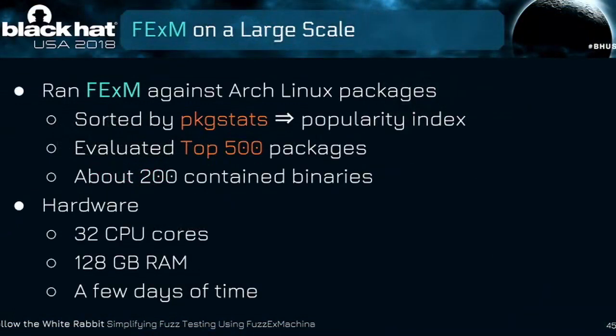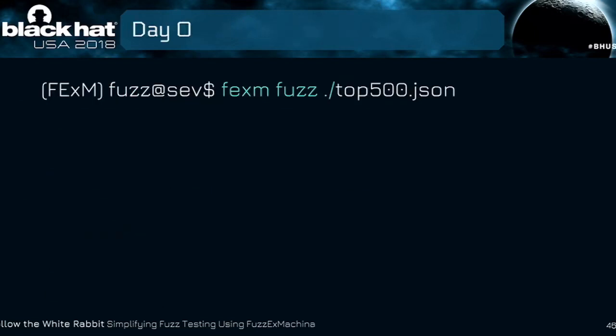So let me present you the findings. What we did was we just ran FExM against the Arch package repo for a few days. We ran it on the top 500 packages, which means we ran it on around 200 containing binaries. The other ones are probably Python or something. We only ran it on one machine. We could have done it on different machines because we're using Celery, large-scale stuff. And this is how we started on day 0.